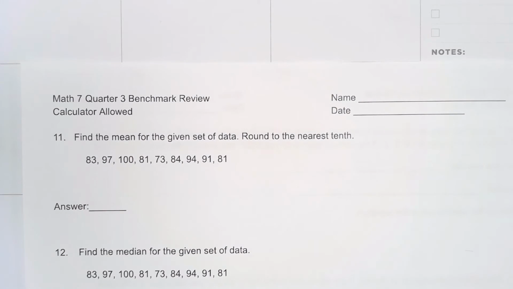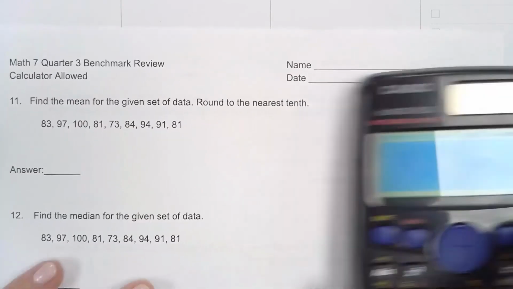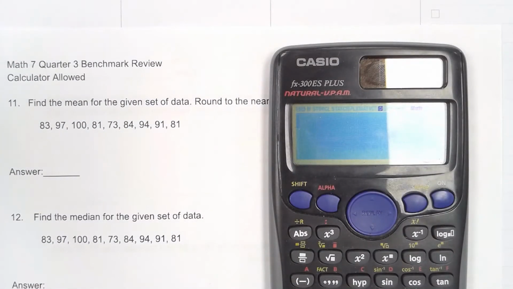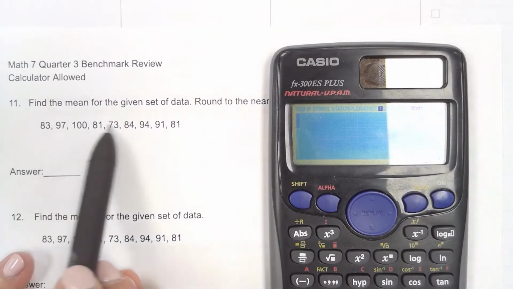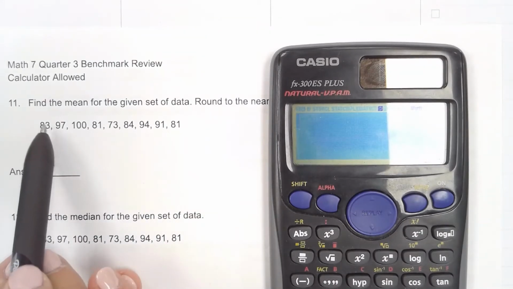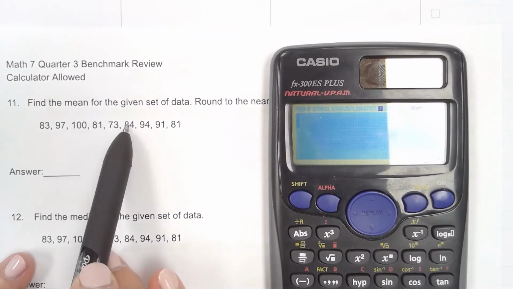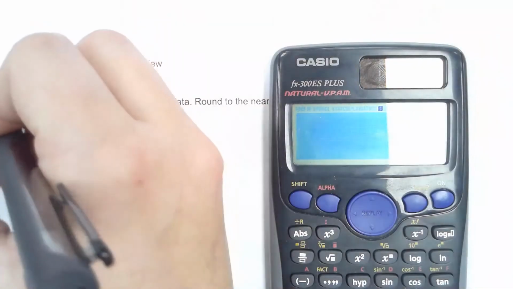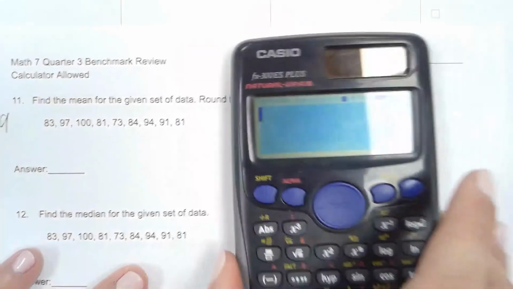Alright, moving on to the next one. So they want us to find the mean for the given set of data and round to the nearest tenths. So remember, the mean just means you're taking the average. So all that you're doing is you're adding up all these numbers and then dividing it by how many you have. So we have 1, 2, 3, 4, 5, 6, 7, 8, 9 numbers. So I'm going to put that off to the side so I don't forget.